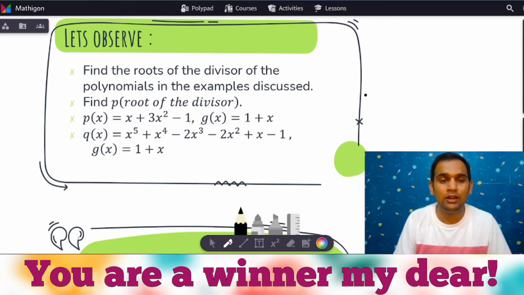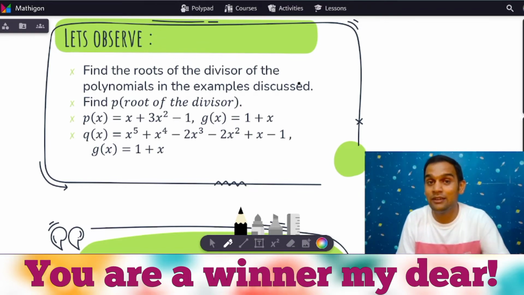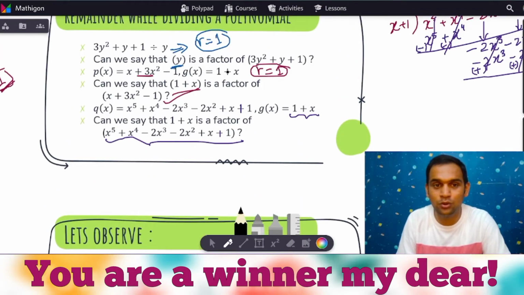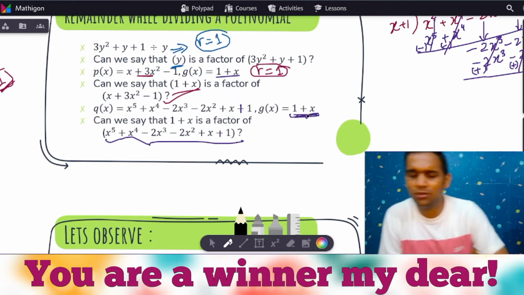So now let's observe whatever we have done so far. Let's observe a few things according to what we have done. Let's find the roots of the divisor of the polynomials in the examples. The divisor in the first one is y. In the second one, x plus 1 is the divisor. Over here, x plus 1 is the divisor.